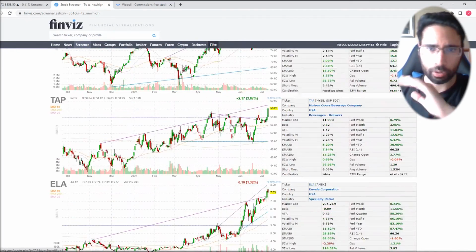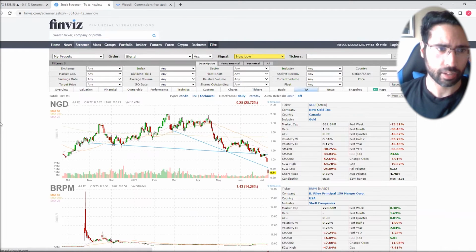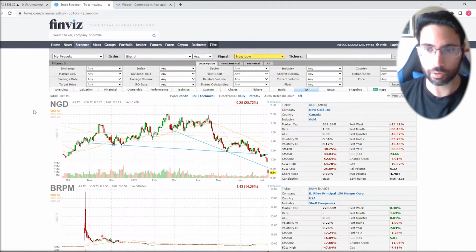And let's do the other thing. Let's look at new lows. And you can see we have 189 total, which makes more sense because these markets are, of course, not doing too well.